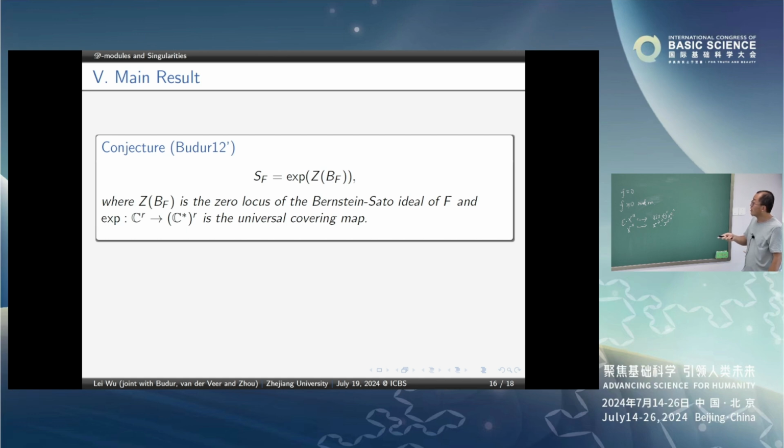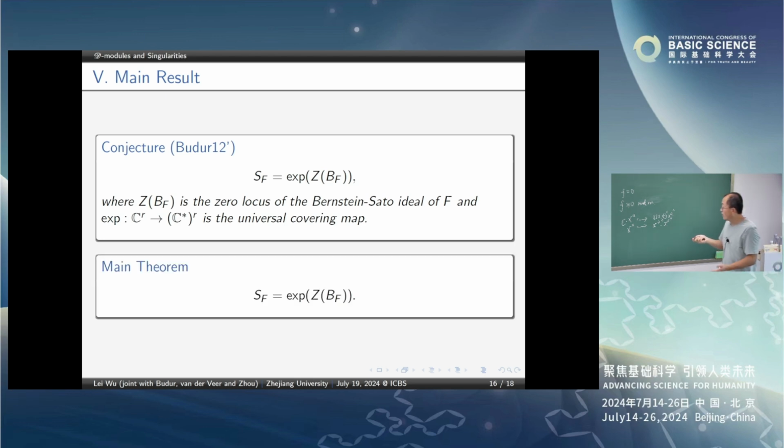And here, because the polynomial map has r many components, B_F has r many variables. So the spectrum of that is C^r. So we have this universal covering map, and then we have this relation. Actually, our main result is the proof of this conjecture, without any condition.